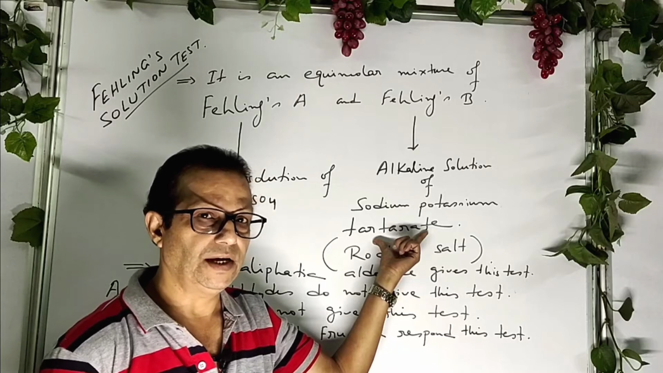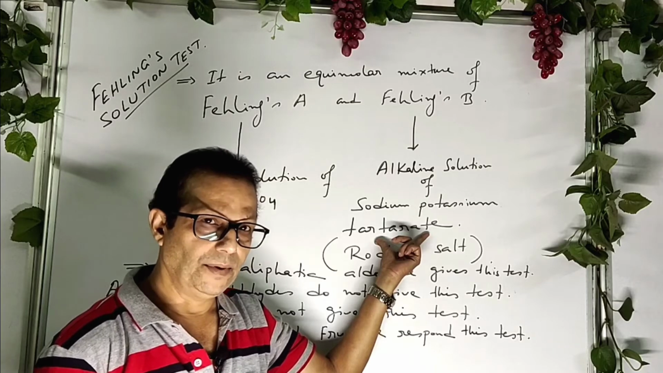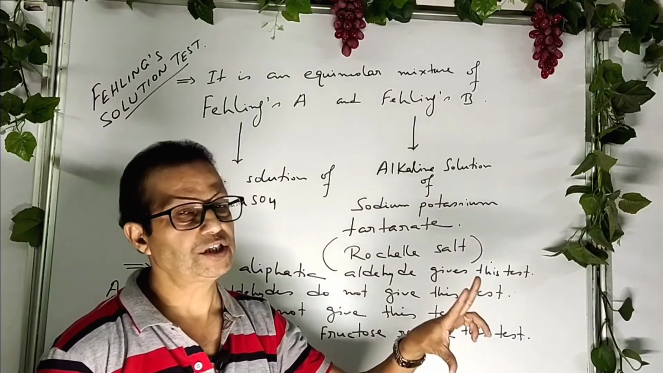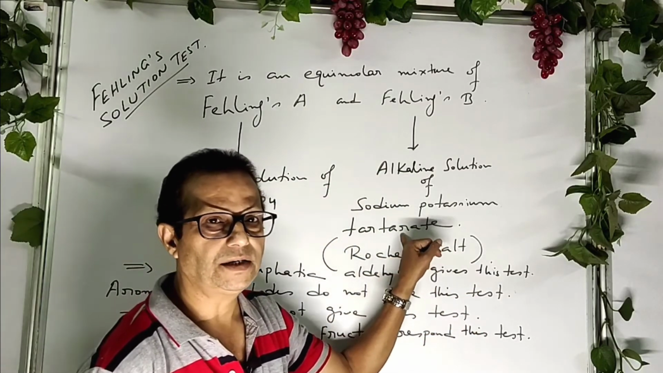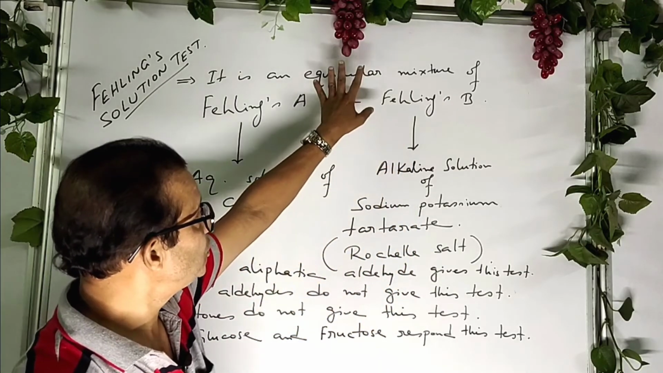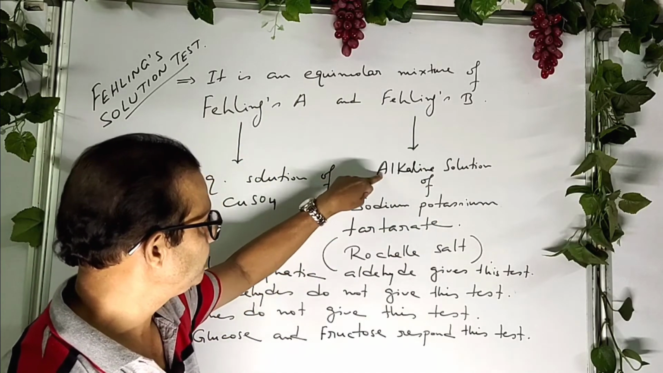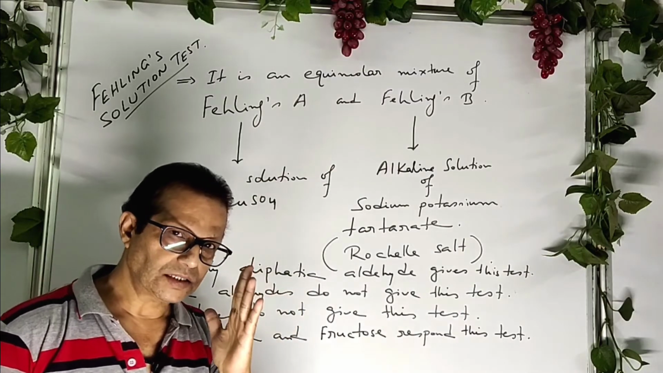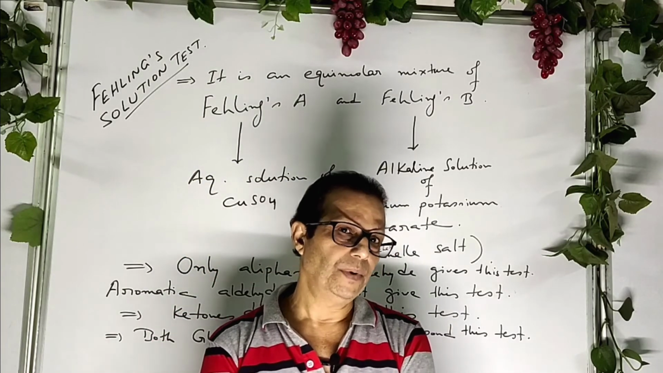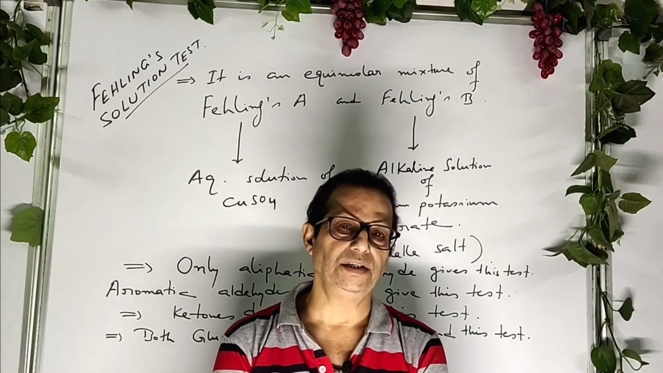Tartarate comes from tartaric acid. You know that tartaric acid is present in tamarind. Its sodium and potassium salt is called sodium potassium tartarate, which is also called Rochelle salt. So, Fehling solution is an equivalent mixture of Fehling's A and Fehling's B. Fehling's solution acts as oxidizing agent, but it is a weaker oxidizing agent than Tollens reagent.